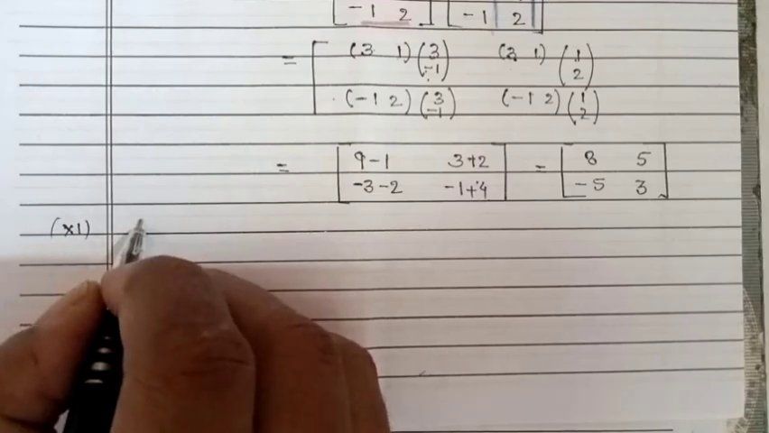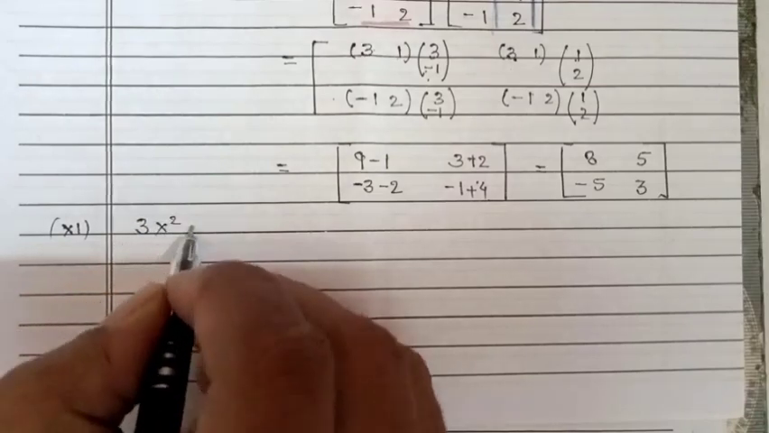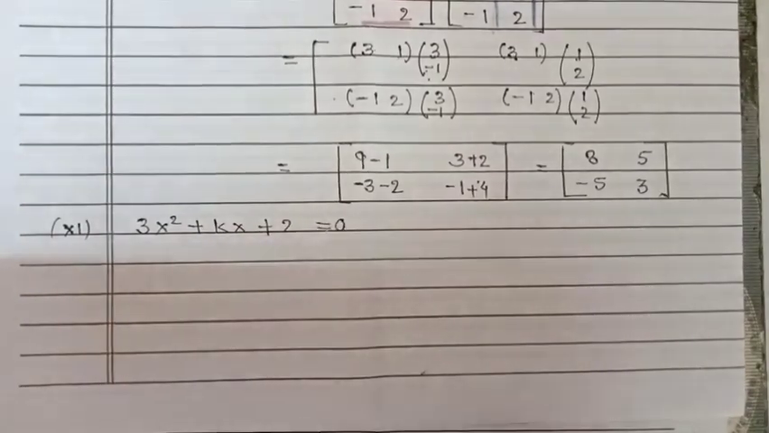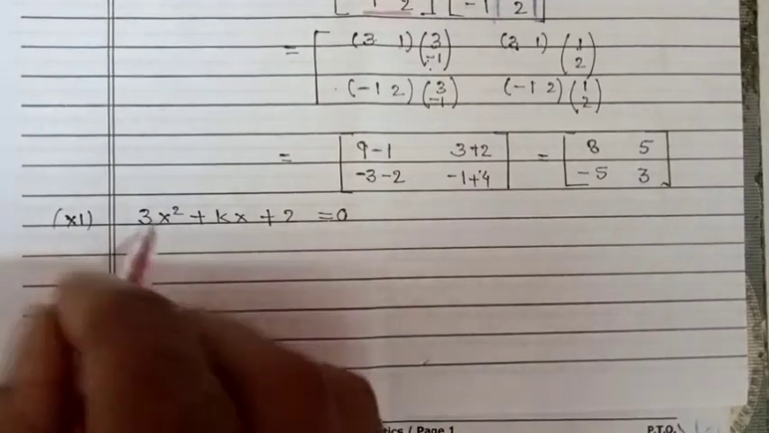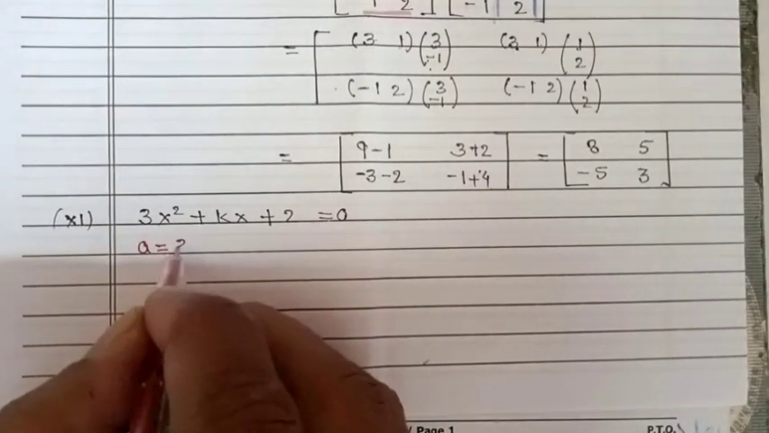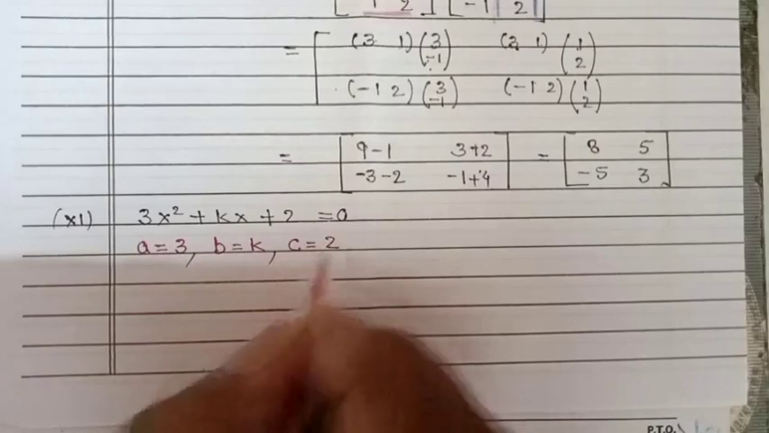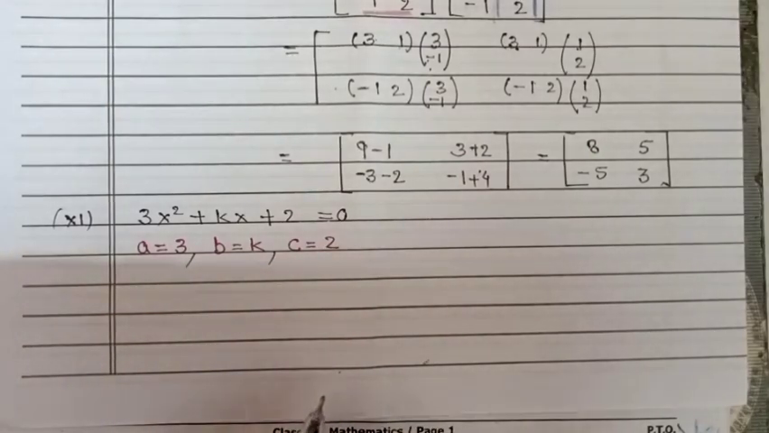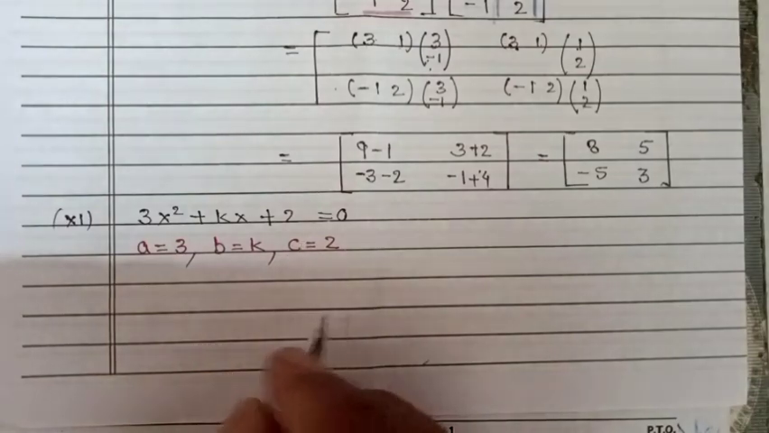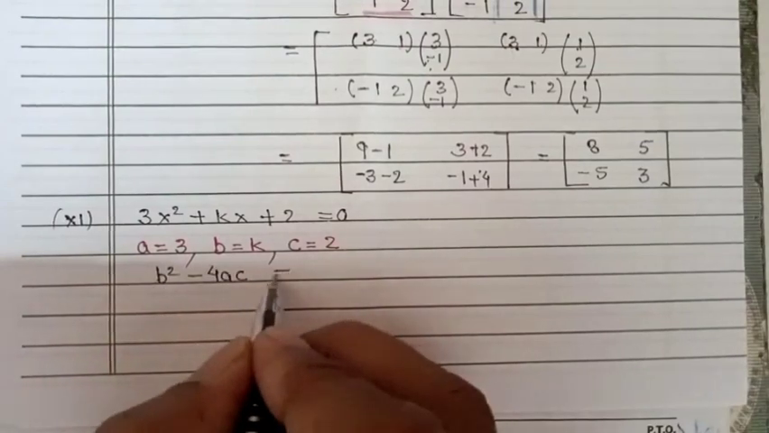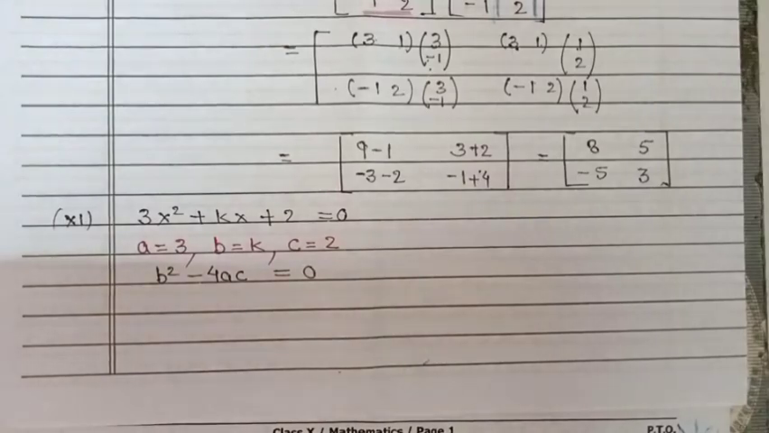The equation given is 3x square plus kx plus 2 is equal to 0. Now first of all we will get a, b and c from here. a will be 3, b is k and c is 2. Now we will get the discriminant. Now as the equation is having equal roots, so remember, whenever an equation has equal roots, then the value of b square minus 4ac should be equal to 0. So we will equate b square minus 4ac with 0.